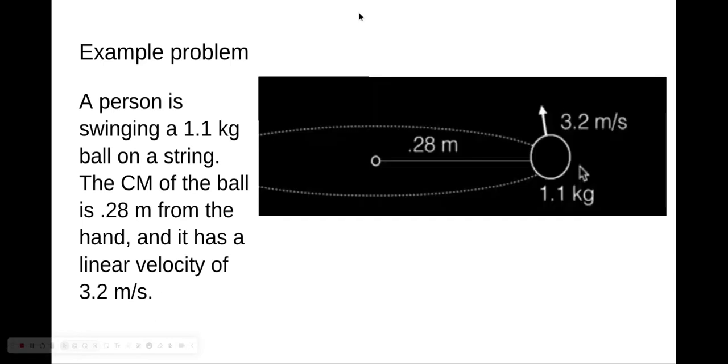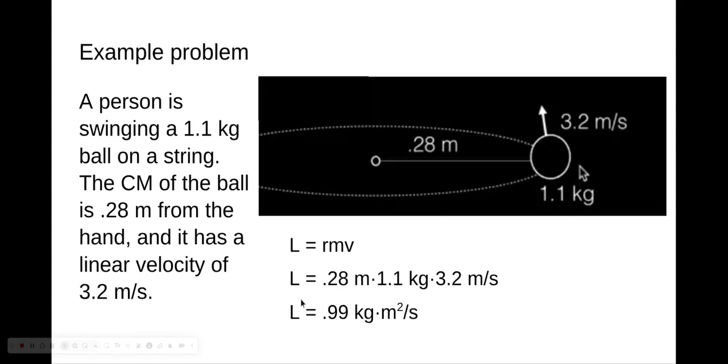Here's a little example problem. Let's assume that we've got a hand here, a basketball here, and we're swinging it around. It's 0.28 meters from our hand. The ball weighs 1.1 kilograms, and it has a linear velocity of 3.2 meters per second. So what is its angular momentum? Well, it's just the product of the variables that are shown on the screen. If we multiply those all together, we're going to get just about 1 kilogram meters squared per second.